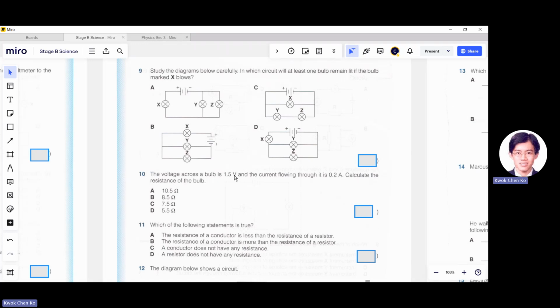The formula is I over V, or V over I. That one you have to know.